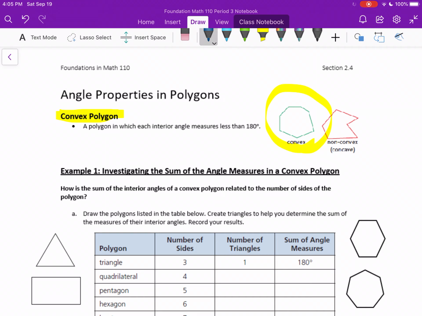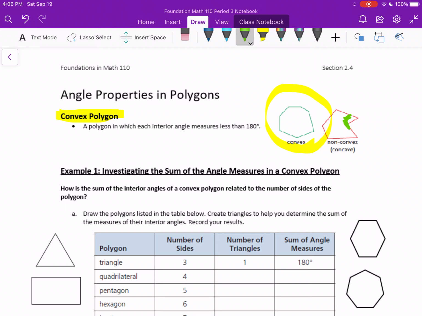If you look at the other diagram, right here, you're going to notice that this particular angle inside, we would actually say that that's a reflex angle that's greater than 180 degrees. So this is a concave polygon. We're not going to be talking about any of those.